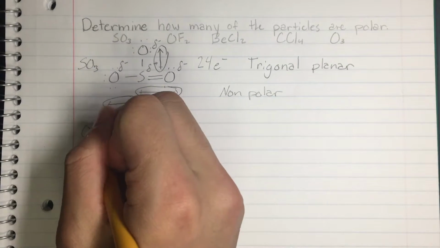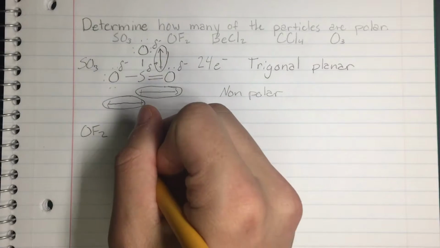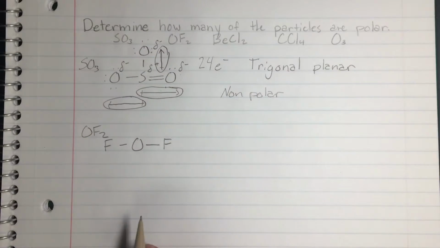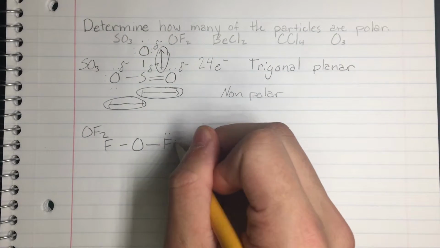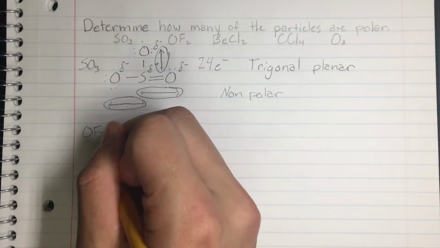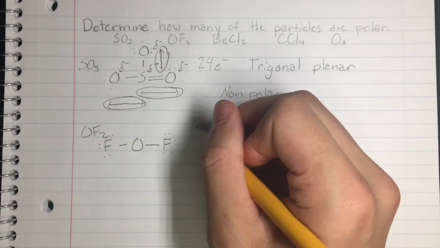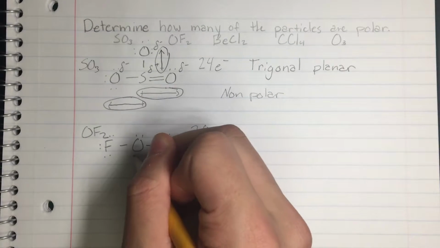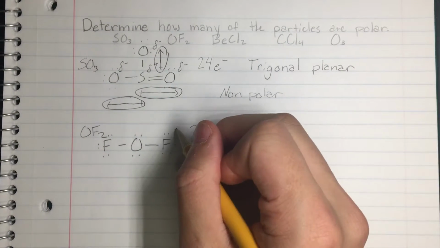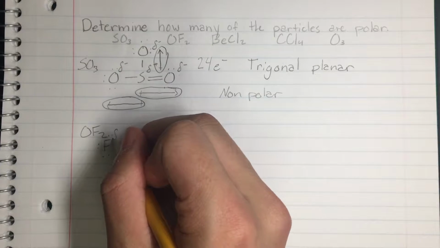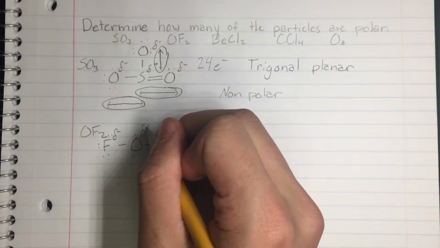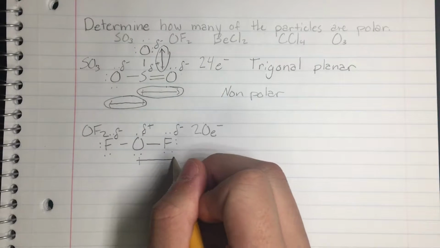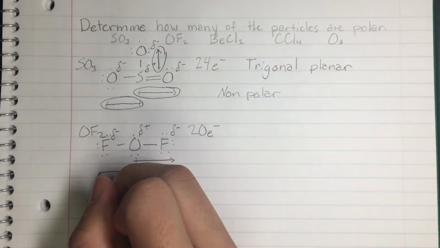Alright, now with OF2, same thing. Draw the Lewis structure. Put all the electrons on the outsides first. There are 20 electrons. Then the inside. And F is more electronegative, so it is partially negative, with oxygen being partially positive. So it goes from the smaller electronegative to the larger, tail end on the small side.